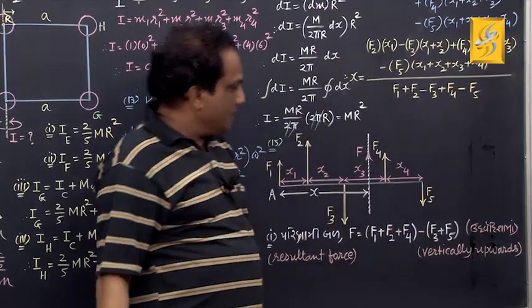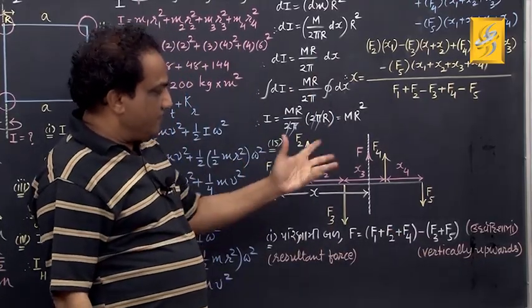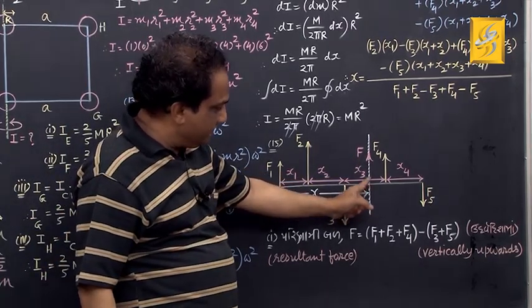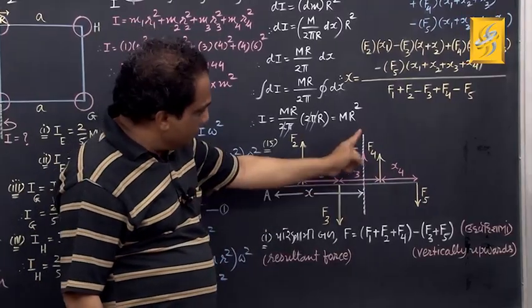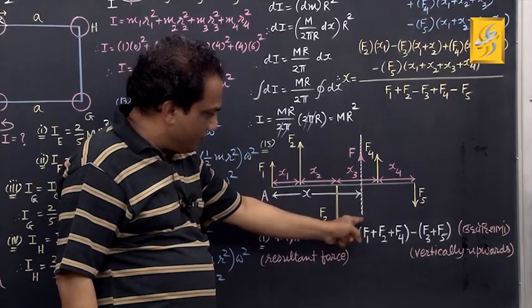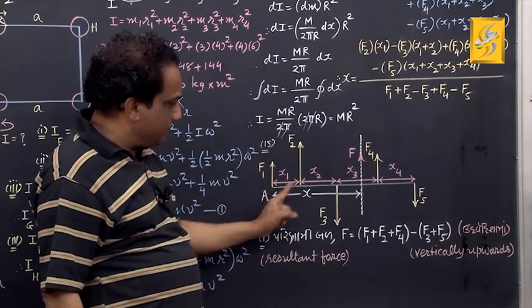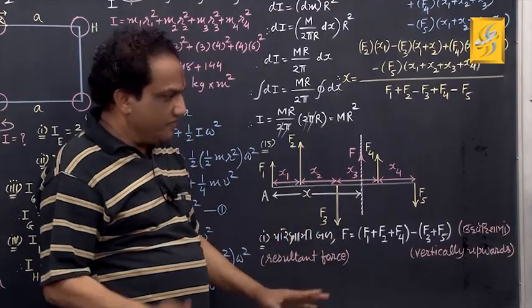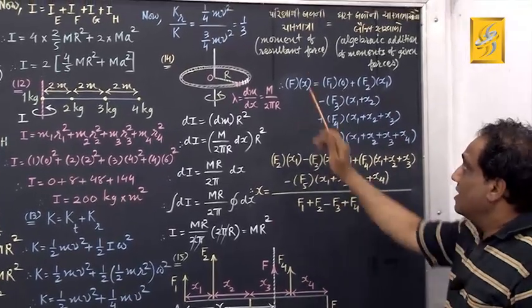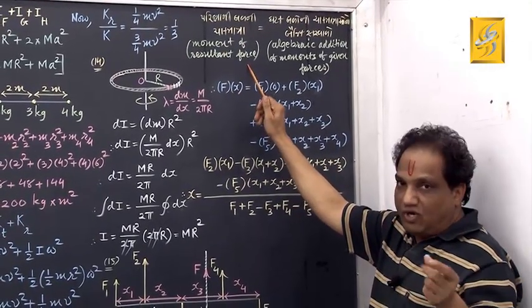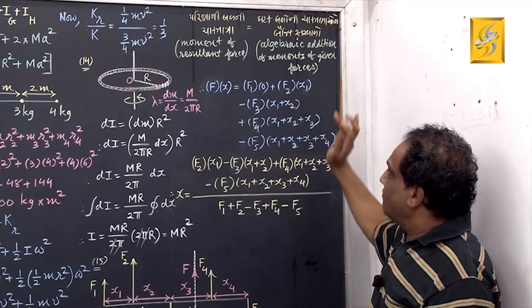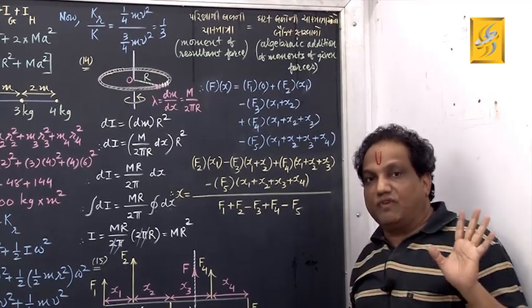Okay, fine. Now, out of these 5 forces, suppose the resultant force is F, exerted in the vertically upward direction. This becomes the line of action of that force, and the perpendicular distance of the line of action of the force from this reference point A is suppose X. Now, for this wire to remain horizontal, what should happen? The moment of the resultant force should be the algebraic addition of moments of the given forces.